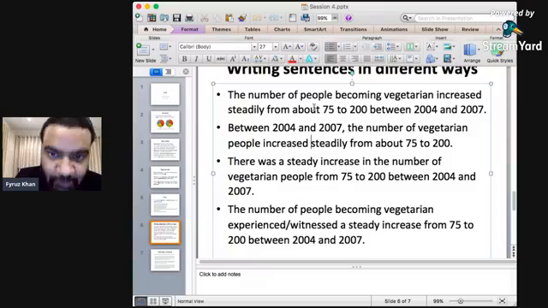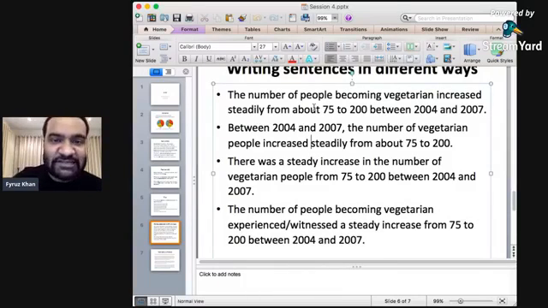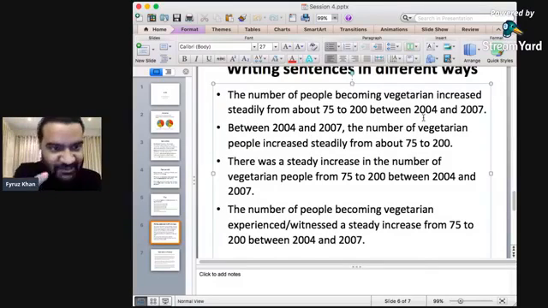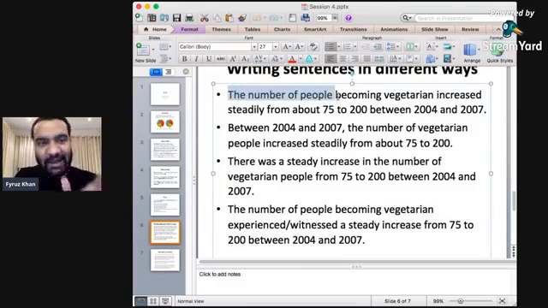The number of people becoming vegetarian increased steadily from about 75 to 200 between 2004 and 2007. Then you have between 2004 and 2007, they took the end part and placed it in the beginning, and then they took the first part and placed it in the middle. The number of vegetarian people increased steadily from about 75 to 200. Everything remains the same. You just take the end part and place it in the beginning, and everything remains the same.